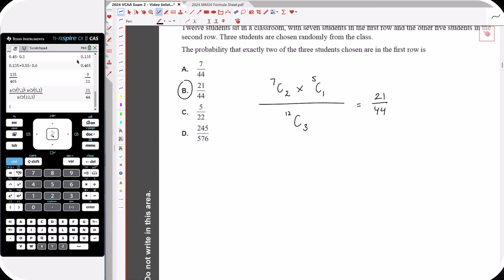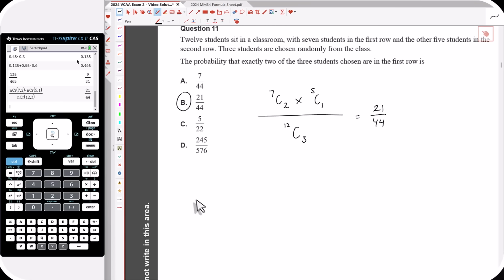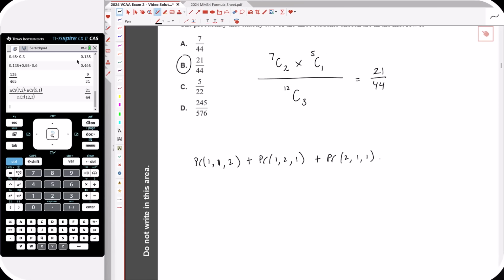Now, there are other ways you could think that through. So you could think through all of the different things that could happen. Our options would be someone from the first row, someone from the first row, someone from the second row, or someone from the first row, someone from the second row, someone from the first row, or someone from the second row, someone from the first row, someone from the first row, and we could think through each of those probabilities.